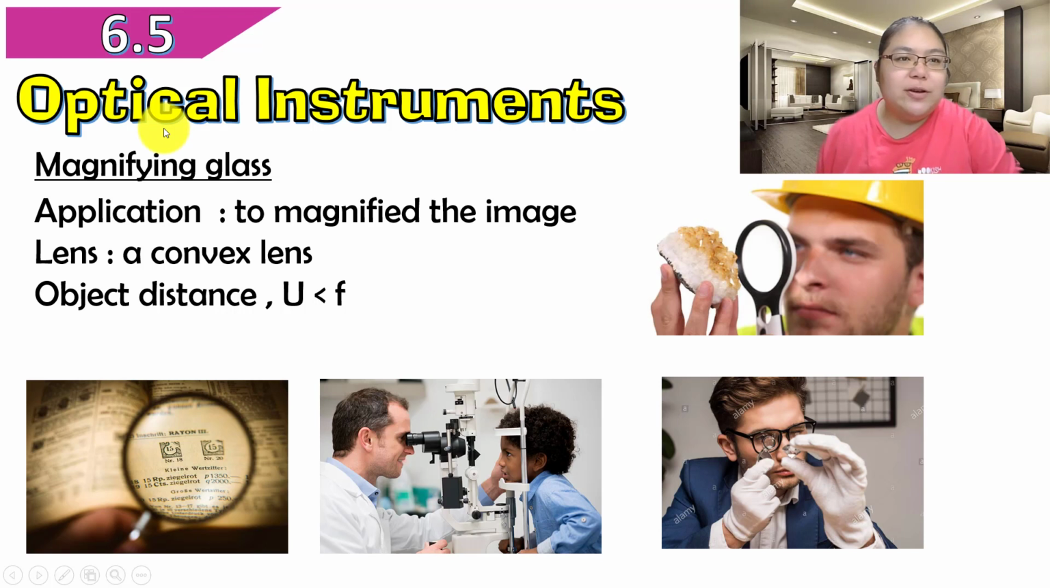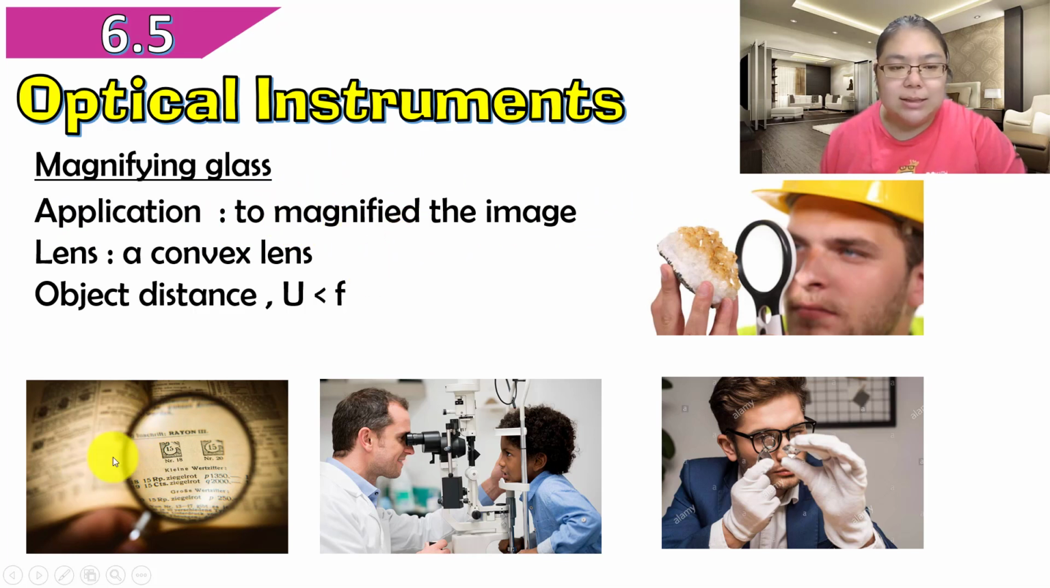Okay, let's see the first one that introduces the optical instruments. From here, I want to introduce that there are three main optical instruments you need to learn for the Form 4 lesson. First one is the magnifying glass. We learned about this before, and we also know how to draw the diagram. So let's see the function of the magnifying glass. It is to magnify the image.